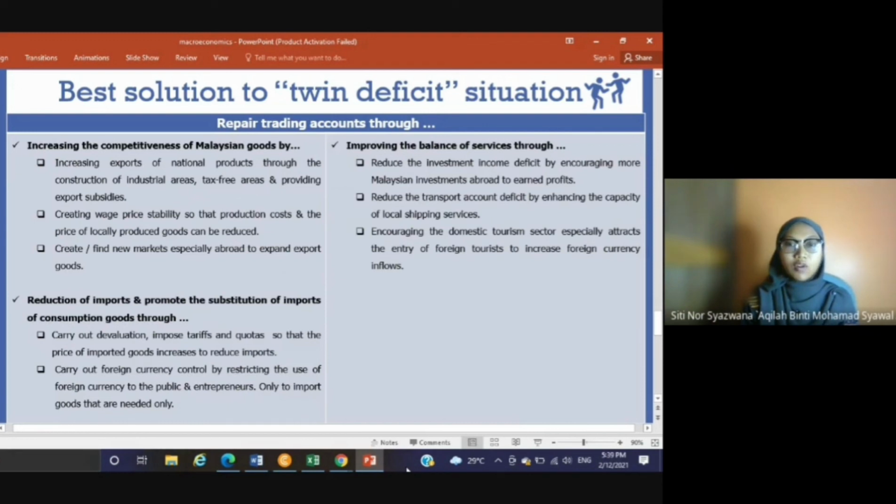And the last one is improving the balance of services through reducing the investment income deficit by encouraging more Malaysian investments abroad to earn profits. Reduce the transport account deficit by enhancing the capacity of local shipping services. Lastly, encourage the domestic tourism sector, especially attracting the entry of foreign tourists, to increase foreign currency inflows. That's all from me. Thank you.